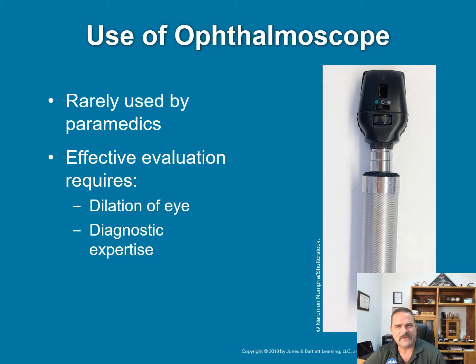Okay, use of the ophthalmoscope. This is rarely used by paramedics. Practitioners in a hospital or physician's office may use the ophthalmoscope, but it's rarely used by us. It consists of a concave mirror and a battery-powered light, usually contained in the device's handle, a rotating selection of lenses, and adjustable depth and magnification. It creates an effective evaluation of the eye.